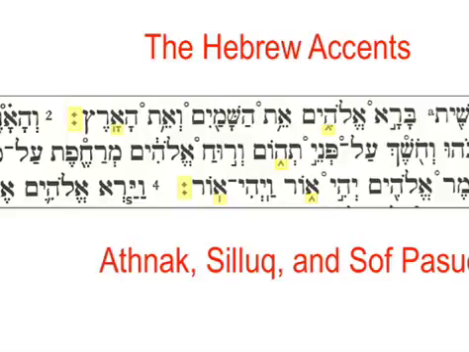That marking is known as sof pasuk. You can see it spelled on the bottom of your screen, sof pasuk. The sof pasuk marks the end of each Hebrew verse in the Hebrew Bible. In fact, sof pasuk is an English transliteration of the Hebrew construction sof pasuk, which means end of verse. So this is very convenient.